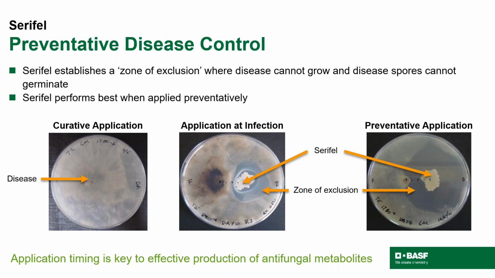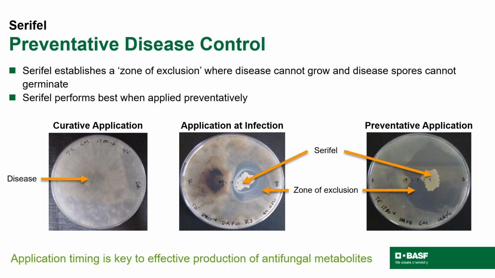This was another lab test done to show the importance of applying Serifel preventatively. As I mentioned before, we have these Serifel spores. In the first petri dish, this is what a curative application would look like. If a pathogen was placed on the petri dish first and allowed to establish, and then Serifel was applied after, you can see the disease had lots of time to take over, and Serifel wasn't able to compete with the disease. When you look at the middle petri dish, the application was at infection.